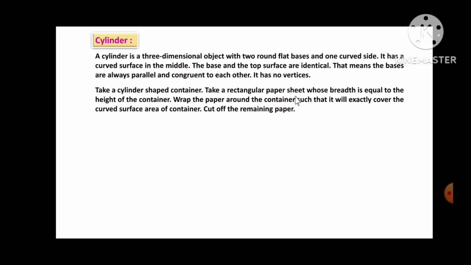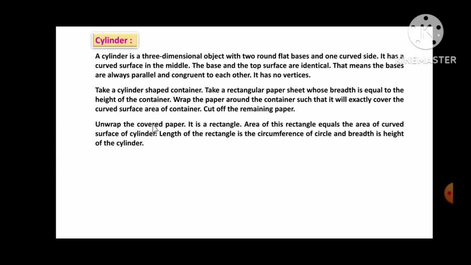Take a cylinder shaped container. Take a rectangular paper sheet whose breadth is equal to the height of the container. Wrap the paper around the container such that it will exactly cover the curved surface area of the container. Cut off the remaining paper. Friends, unwrap now the covered paper. It is a rectangle. The area of this rectangle equals the curved surface area of the cylinder. So the length of the rectangle is the circumference of the circle and the breadth is nothing but the height of the cylinder.